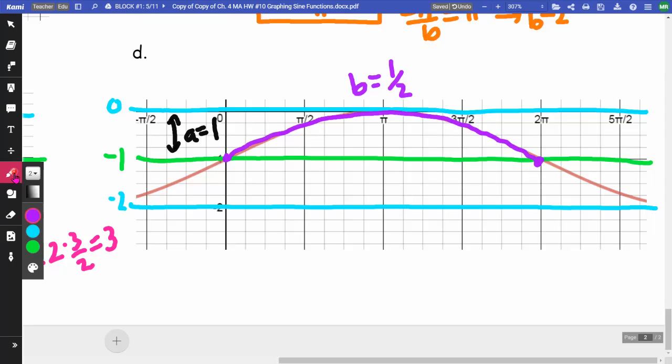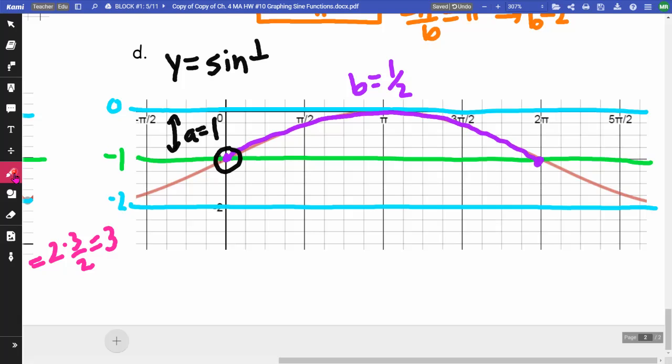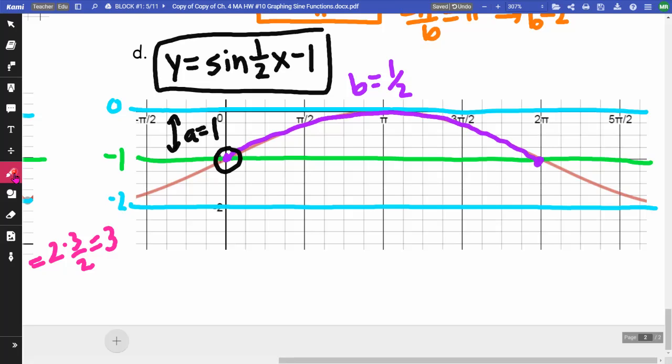Now I'm going to be starting at this 0. So I'm going to write y is equal to, I'm going up first, so that's amplitude of positive 1, so sine. My b is 1/2. I'm starting at 0, so that's x. And then the graph got shifted down -1. And that's our equation. And we're going to be practicing seeing these a lot. So we're going to get faster at these and better at these as we go.